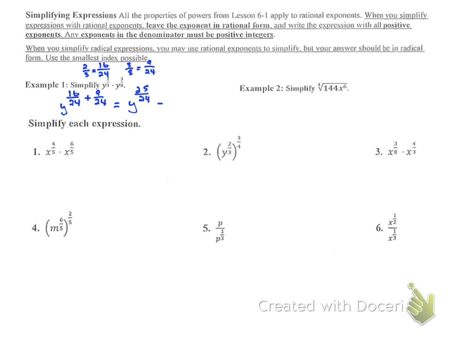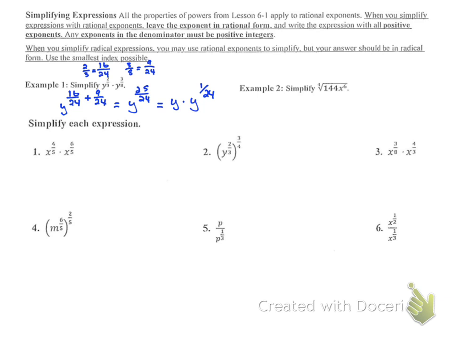25 over 24. Okay. I'm fine with you leaving it like that. That could also be written as y times y to the 1 over 24 power. Okay. That would be it simplified.